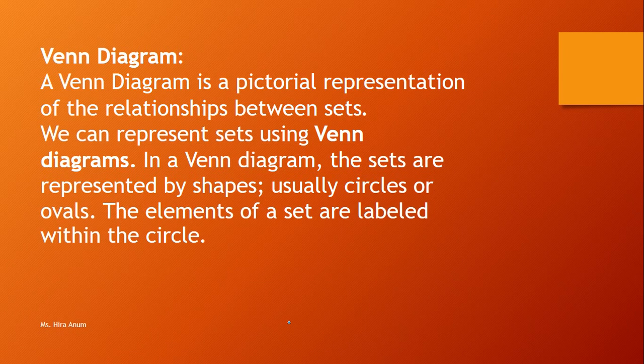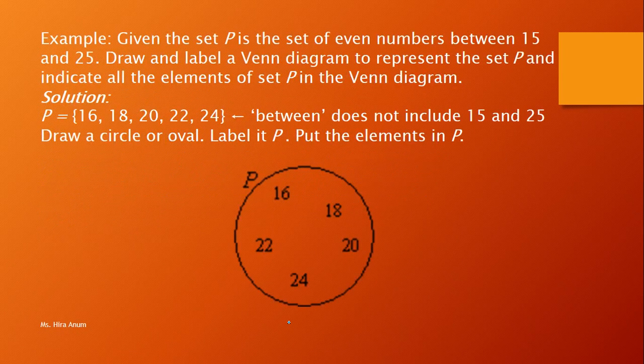In this diagram we solve questions or denote sets in rectangular form. The relation between sets is shown in rectangular form or circles with labels like this. B is the set of even numbers 16, 18, 20, 22, 24. These are the natural even numbers between 15 and 25. This is labeled. Between means 15 and 25 do not belong, and this is a circle or oval.